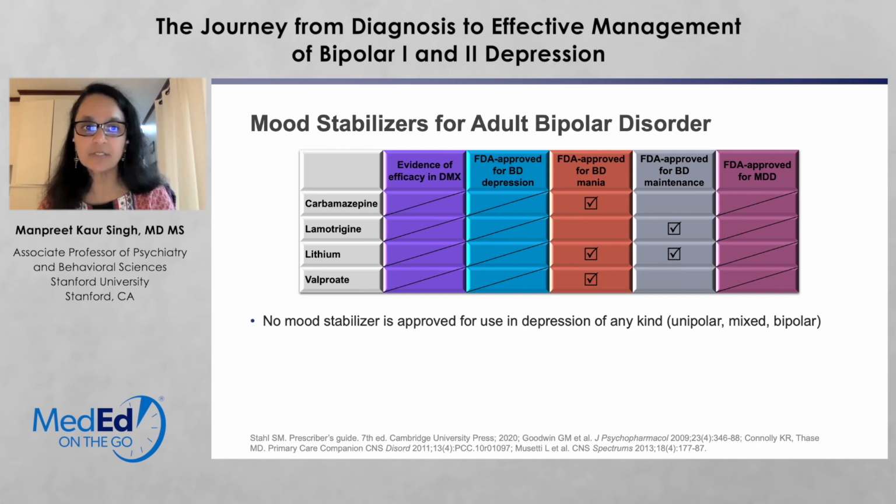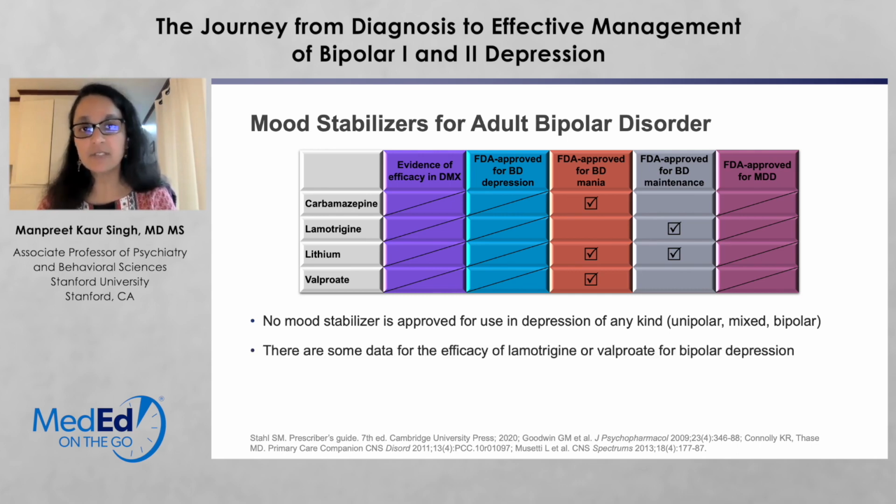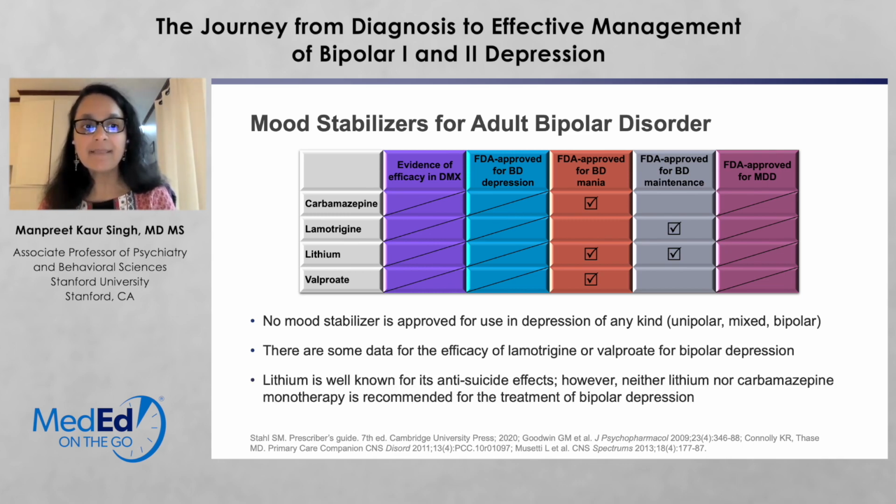There's no mood stabilizer that's approved for use in depression of any kind, unipolar, mixed, or bipolar. And there are some data for the efficacy of lamotrigine or valproate for bipolar depression, but we don't have approvals for maintenance for bipolar depression treatment with mood stabilizers. And lithium is well known for its anti-suicide effects. Sadly, not utilized enough, but neither lithium nor carbamazepine monotherapy is recommended for treatment of bipolar depression. So we tend to use these agents for acute mood stabilization in an acute manic episode.